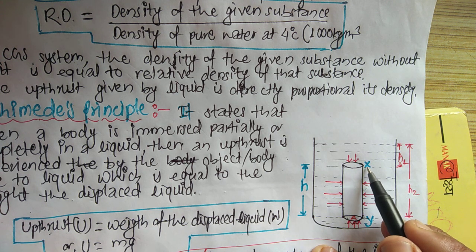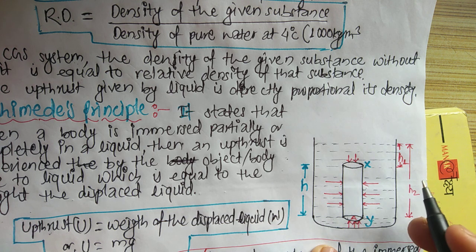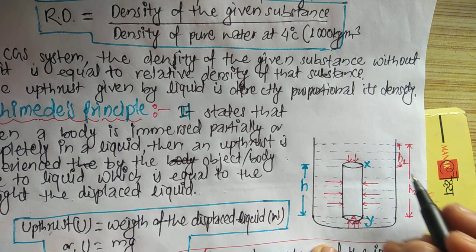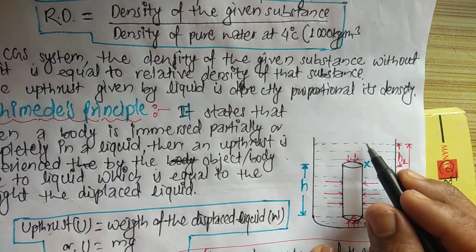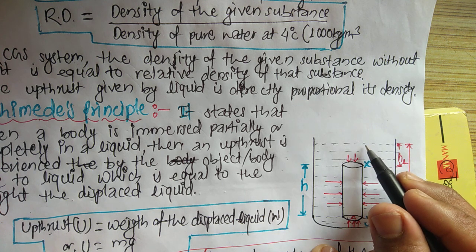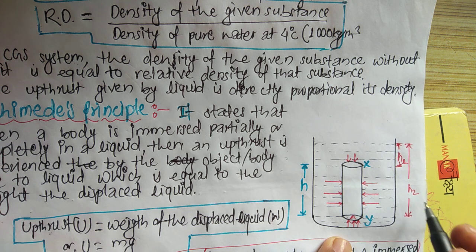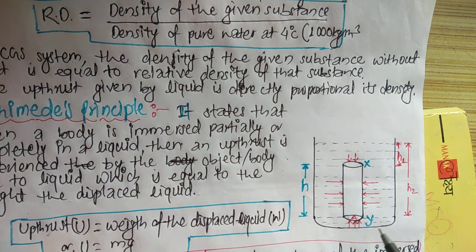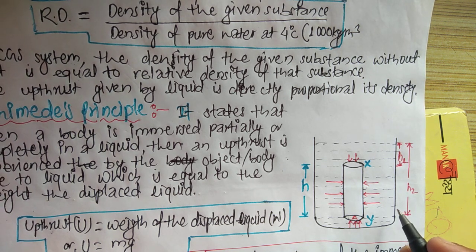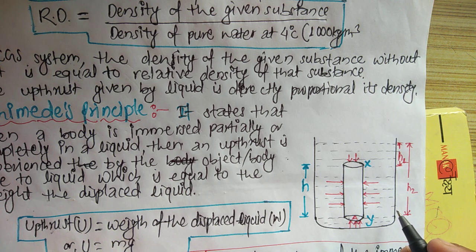While on the upper face, that is the x face, 2 lines represent the pressure by the liquid in the downward direction, which is at depth h1 from the surface of the liquid, and the lower face y is at depth h2 from the free surface of the liquid, and at the y face of the cylinder, it experiences an upward pressure or thrust by the liquid, which is greater, because we know that the greater the depth of the liquid, the greater the pressure given by the liquid.